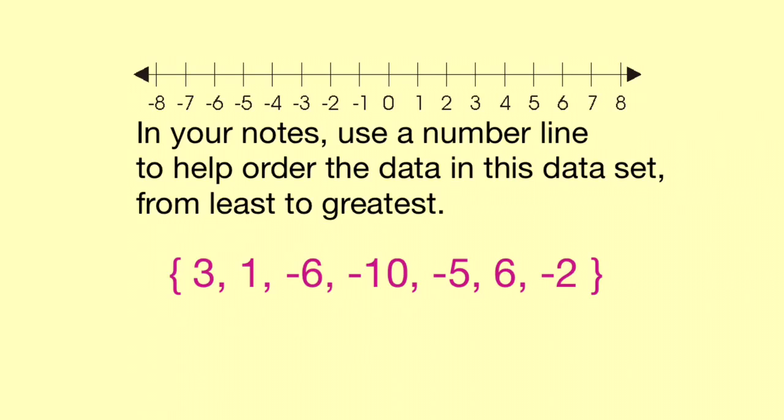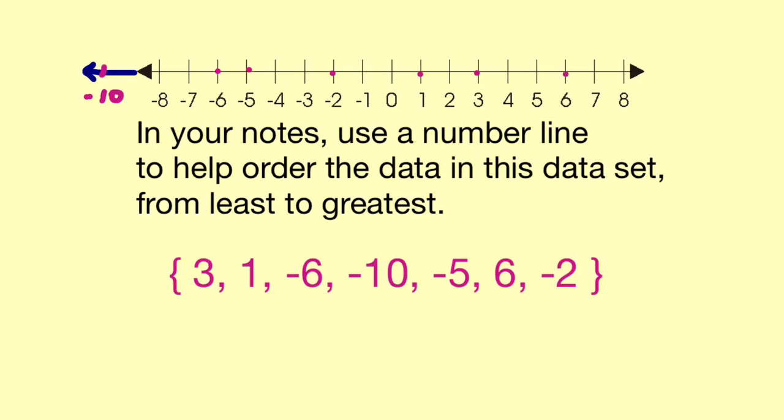Let's try it with these. You have a set of numbers. In your notes, use a number line to help you order the data in this data set from least to greatest. Now that means two things. First of all, plot them on the number line and then write them in order from least to greatest.